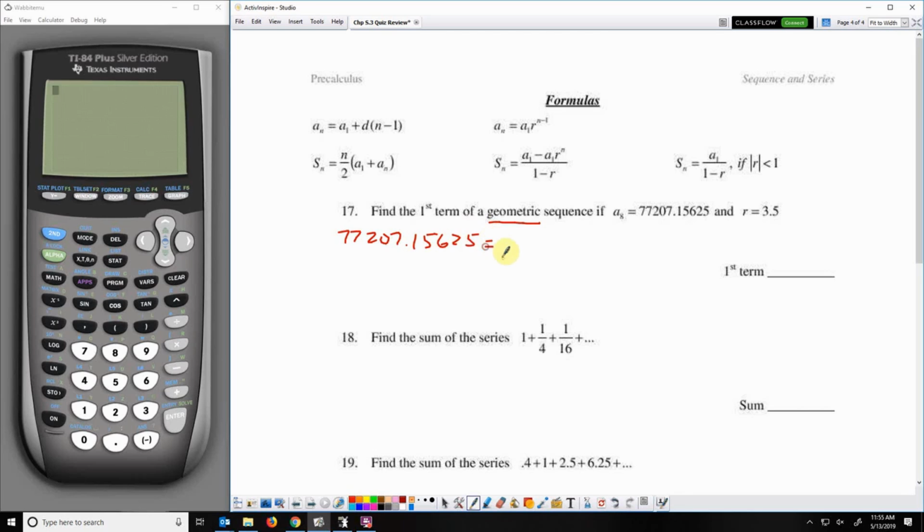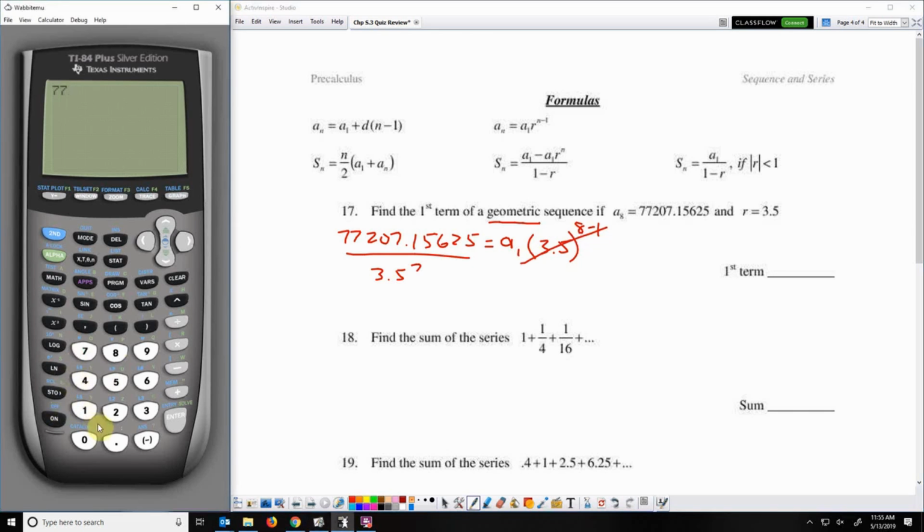77,207.15625 equals A1, which is what we're looking for, times R, which is 3.5, to the n minus 1, or 8 minus 1 power. So in order to cancel this out, I need to divide by 3.5 to the 7th power.